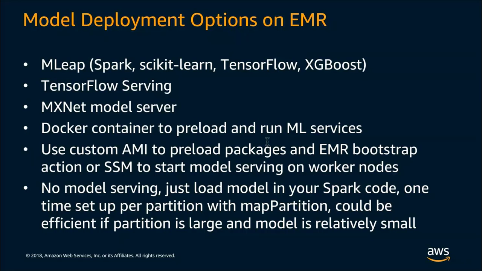We can also use a Docker container to preload and run machine learning servers, and then we install the Docker container on the worker nodes. Or we can use an EMR custom AMI to preload packages and use an EMR bootstrap action or EC2 Systems Manager to start model serving on the worker nodes. Or in the simplest case, we can just load models in the Spark code. It's a one-time setup per partition with mapPartitions. It could be efficient if the data partition is large and the model is relatively small.